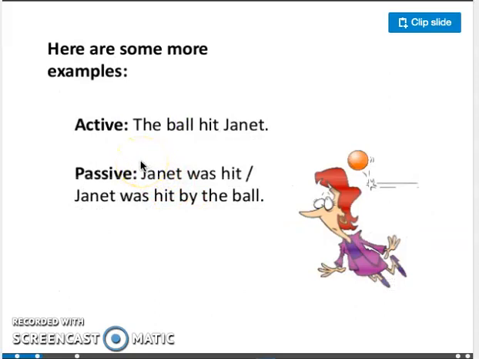Let's take a look at some other examples. The ball hit Janet. The subject of the sentence is the ball. Is the ball performing the action, hitting? Yes, it's active voice. Easy as that. Janet was hit by the ball. Subject is Janet. Action is was hit. This action is happening to the subject. The subject's not doing the action. Passive voice.